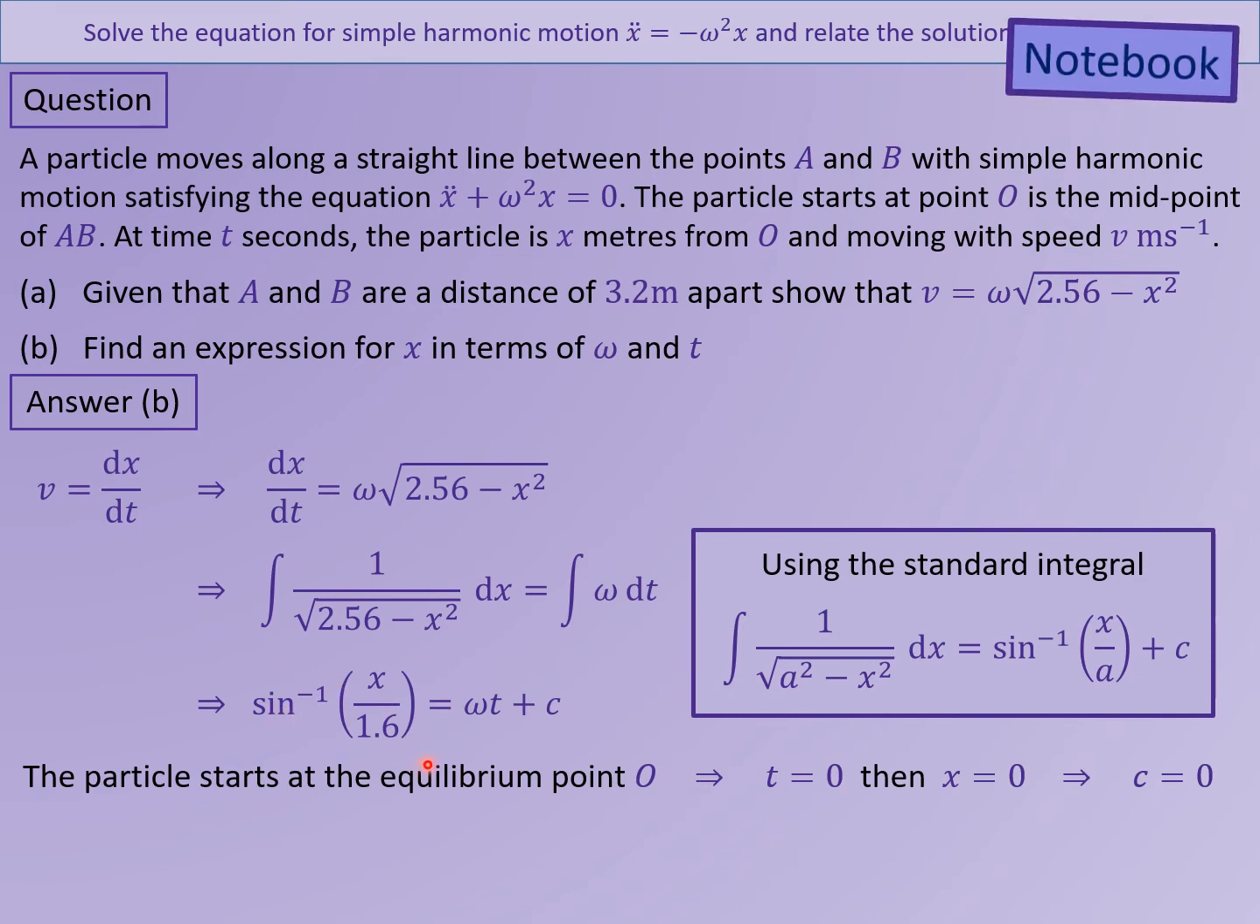Okay, because I know that sine to the minus 1 of 0 is 0, therefore c must equal 0. What does that mean then? It means that I get that equation, which can be rearranged to x equals sine omega t. Therefore, that is the expression for x in terms of omega and t. That is what was required just there. Notice that the a value equals 1 in that case.